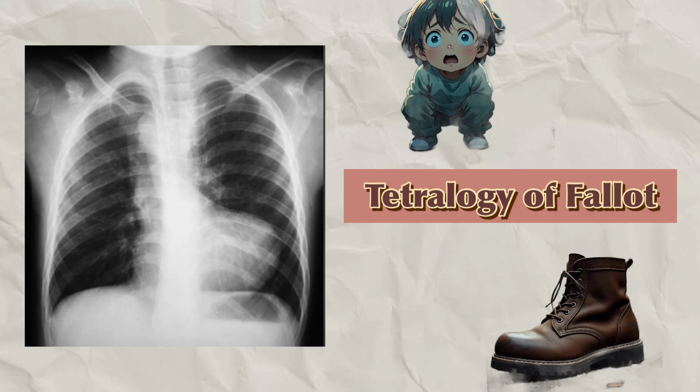On looking at the lung fields, there is decreased pulmonary vascularity, suggesting reduced pulmonary blood flow. So it is a normal-sized heart with a boot-shaped configuration and oligemic lung fields. The x-ray findings are most probably suggestive of tetralogy of Fallot. So now let's read this from the textbook.